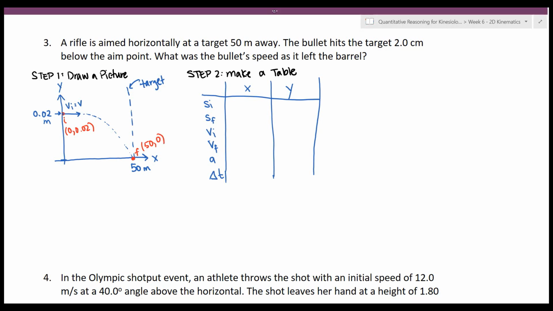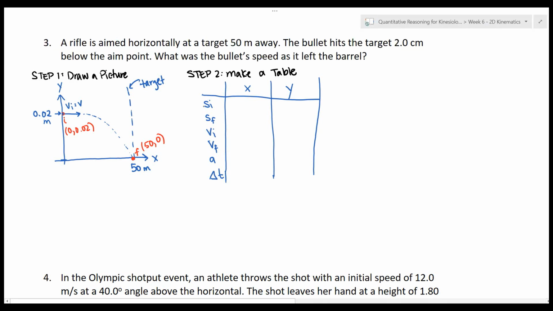All right, so now I'm going to put all of this information into my table. S initial, x component, 0, y component, 0.02. Final position, x component 50, y component 0. V initial, the x component. So it was aimed horizontally, so it only has an x component, and we labeled that speed as just v. So I'm just going to call that v. Okay, the y component, it's only aimed horizontally, so there is no y component to it. It only is moving in the horizontal direction, so the y component would be 0.